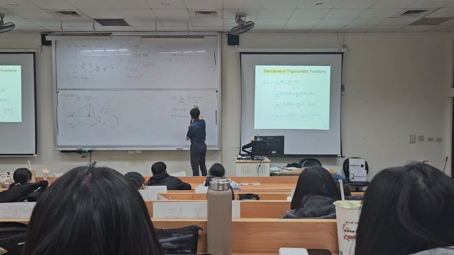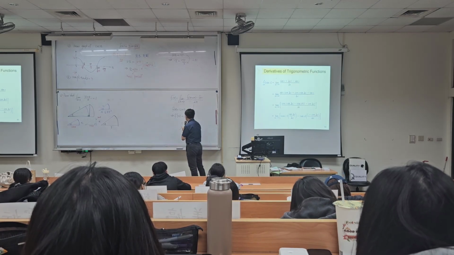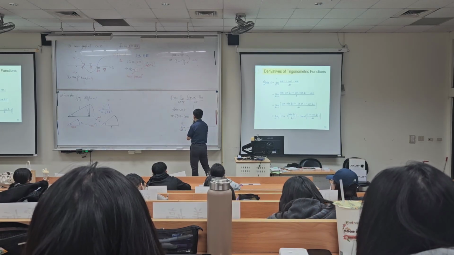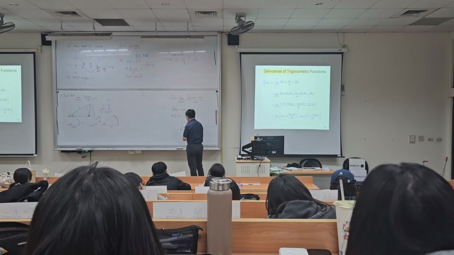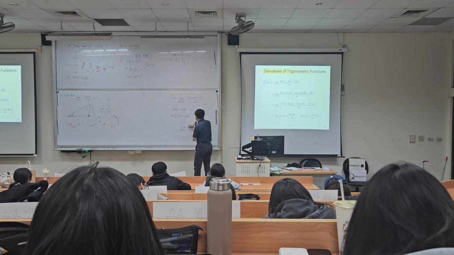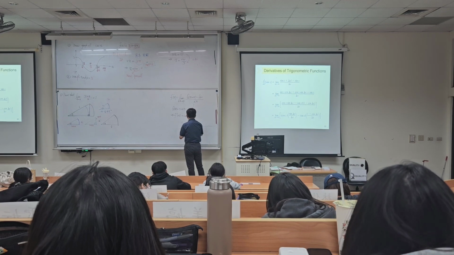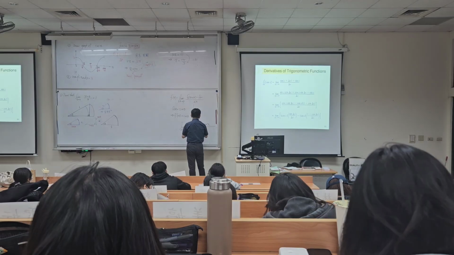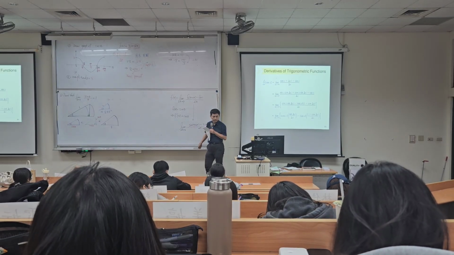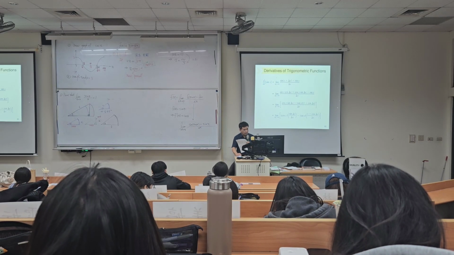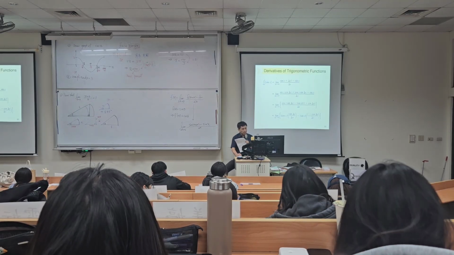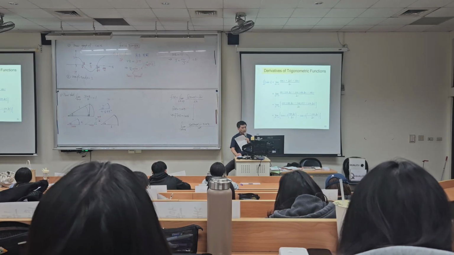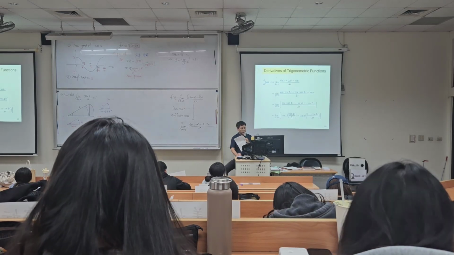So this would be equal to what? It is the limit as delta x approaches 0 of sine of x plus delta x, minus sine x, over delta x. Here, if you look in the textbook, sine of x plus delta x is equal to sine x times cosine delta x, plus cosine x times sine delta x.